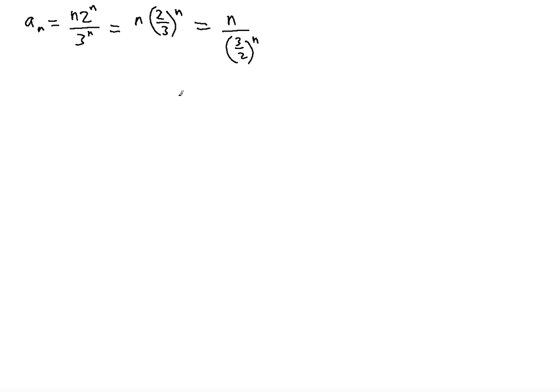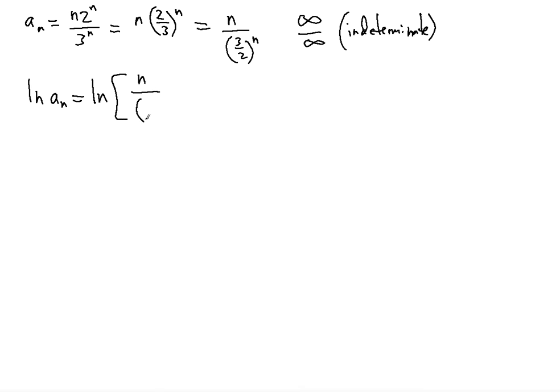It's the same thing. Now, notice that if we try to see what the end behavior of the sequence is by taking the limit to infinity, we'll wind up with an indeterminate form, infinity divided by infinity. So we have to do something to avoid it. What I would do is take the natural logarithm of a subscript n. So I would have ln a subscript n is equal to ln of n divided by (3/2) to the nth power.